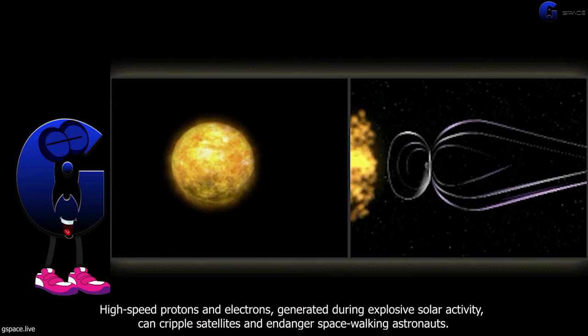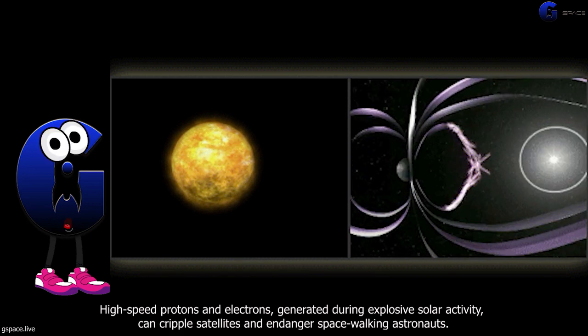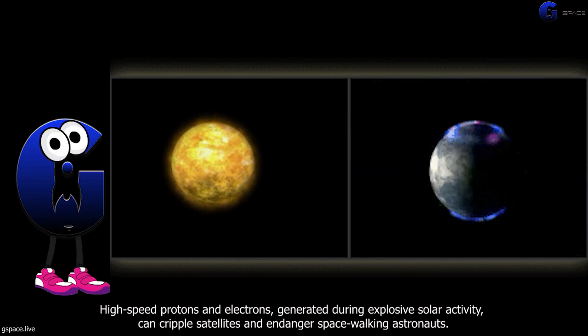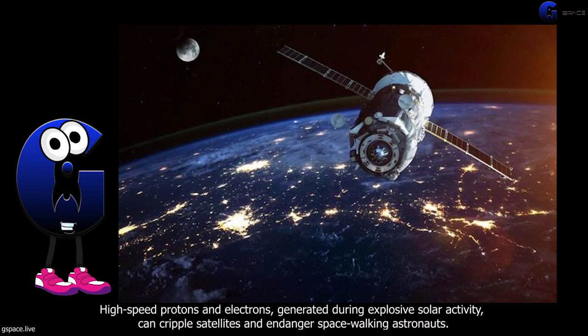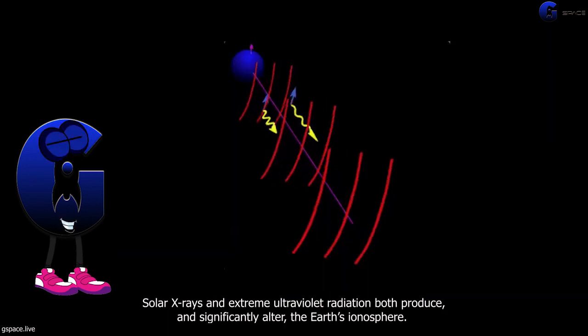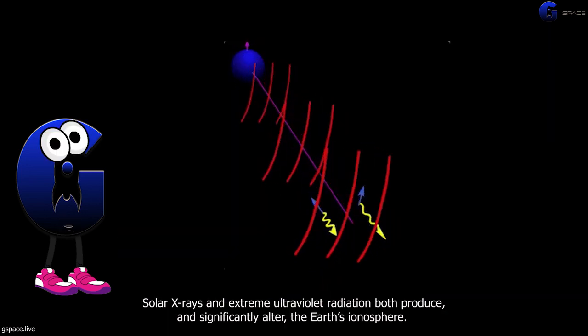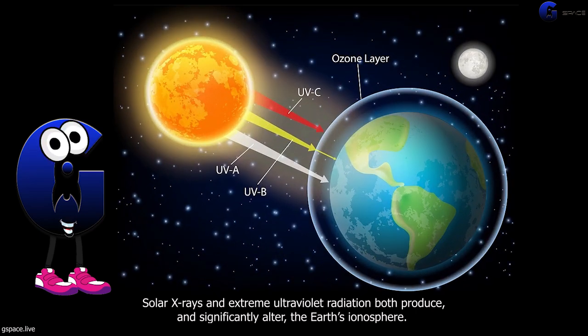High-speed protons and electrons, generated during explosive solar activity, can cripple satellites and endanger spacewalking astronauts. Solar X-rays and extreme ultraviolet radiation both produce and significantly alter the Earth's ionosphere.